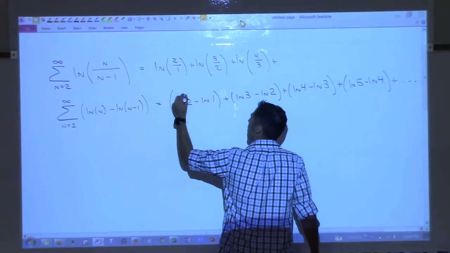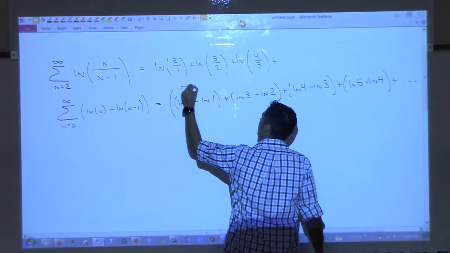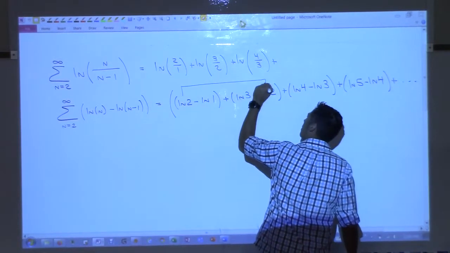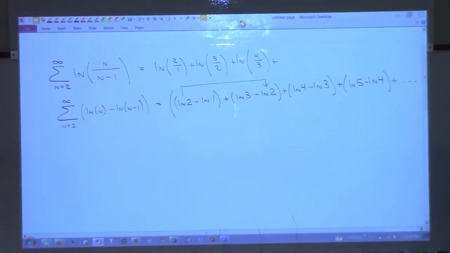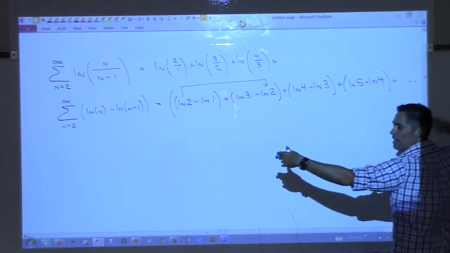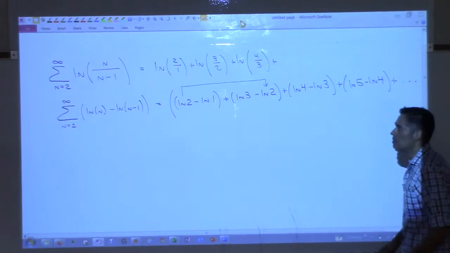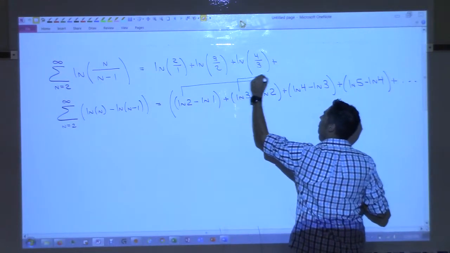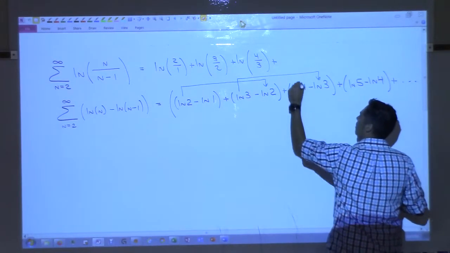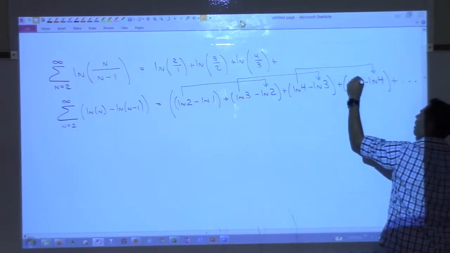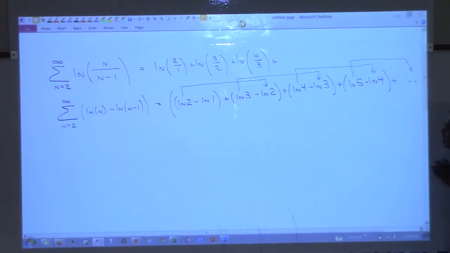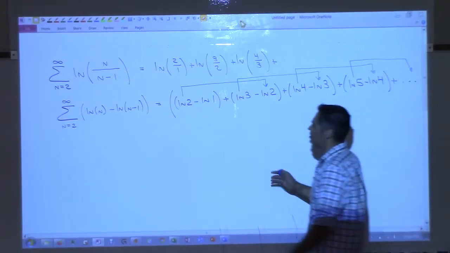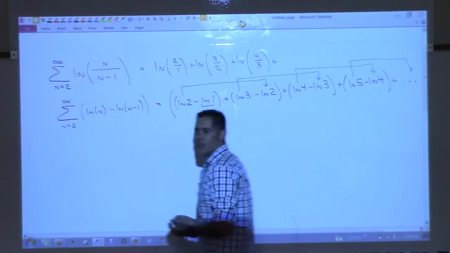First guys kill off second guys, 1 down. Right? Not 3 down this time. First guys kill off second guys, 1 down. First guy kills off second guy, 1 down. First guy kills off second guy, 1 down. First guy kills off second guy, 1 down. So the only thing that is not touched here is what? ln 1, which is 0, right? So the answer is 0?